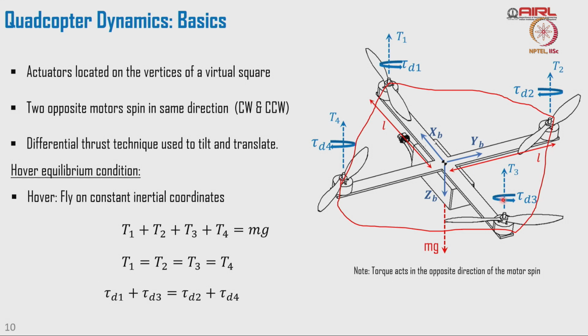So, two rotors are rotating clockwise, the other two rotors are rotating counterclockwise. So, tau d1 plus tau d3 is equal to tau d2 plus tau d4. When you have this, there is no rotation about the z axis and the thrust is equal to the weight. So, the aircraft starts hovering at that particular point.